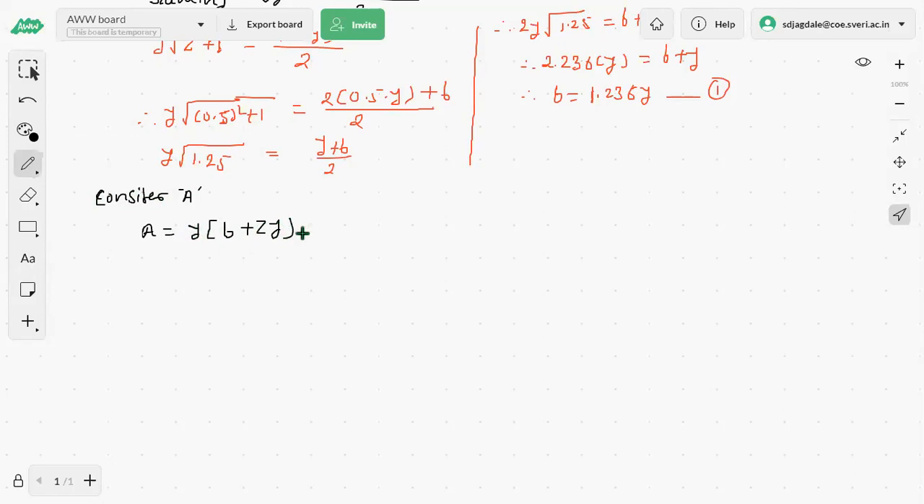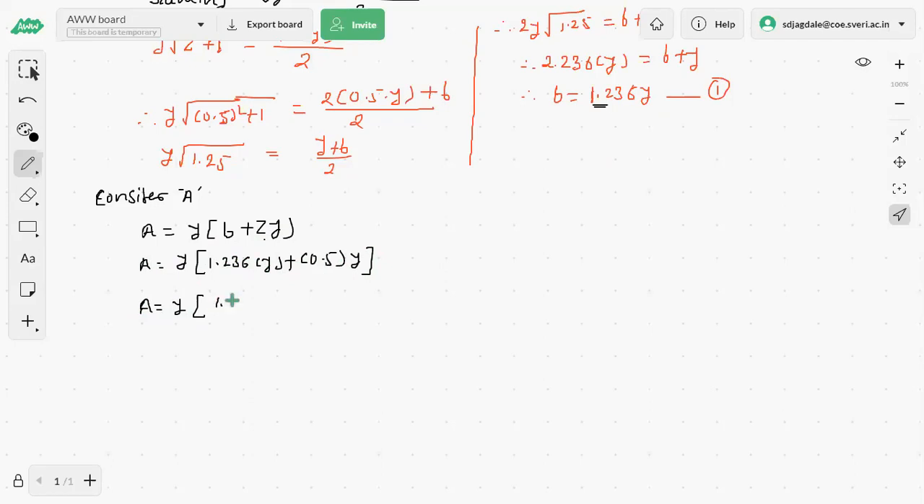I have taken it first, but taking it later is also fine, no problem. Okay. So now put up the values for Z and B also. B is 1.236Y. So area A is equal to Y into bracket, B as 1.236 into Y, plus Z as 0.5 into Y. That is, A is equal to Y in bracket 0.5Y plus 1.236Y. So is it 1.736Y?